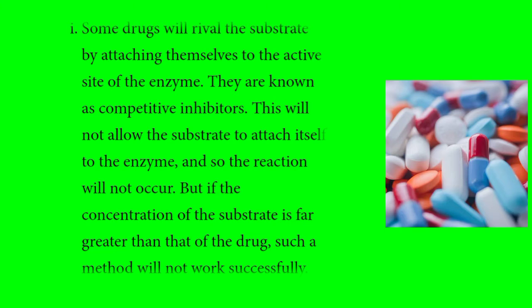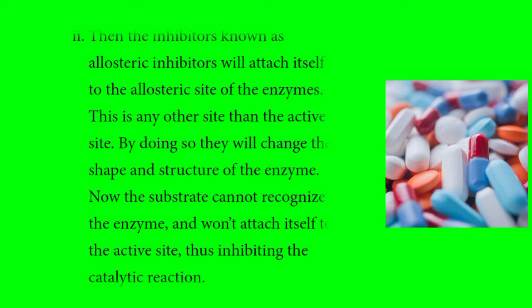But if the concentration of the substrate is far greater than that of the drug, such a method will not work successfully. Then the inhibitors known as allosteric inhibitors will attach themselves to the allosteric site of the enzymes. This is any other site than the active site. By doing so, they will change the shape and structure of the enzyme. Now the substrate cannot recognize the enzyme and won't attach itself to the active site, thus inhibiting the catalytic reaction.